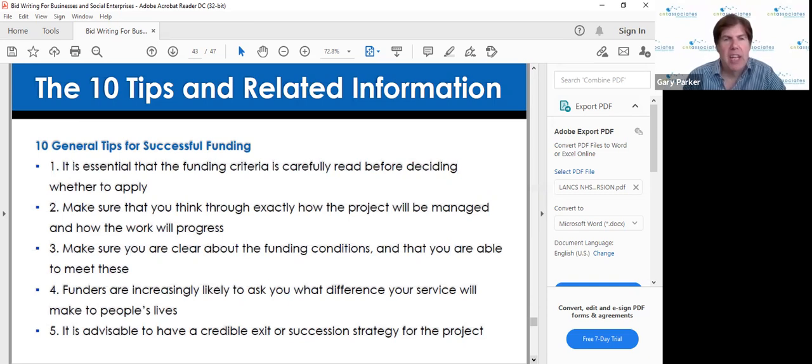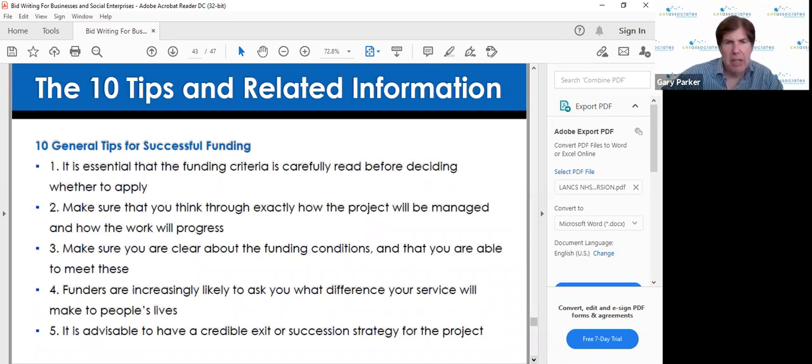Secondly, make sure that you think through exactly how the project will be managed and how the work will progress. That's the way you manage and deliver the project. Like I said right at the beginning, that's very important to develop your project outline.